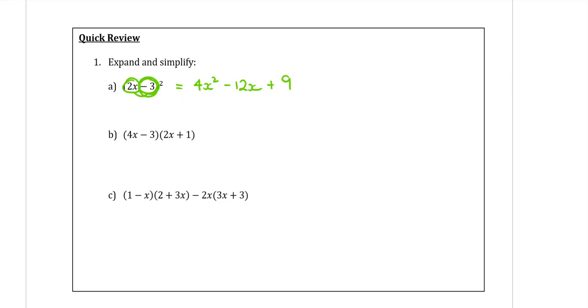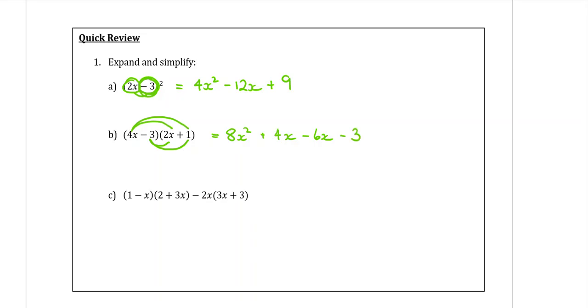In question B, this is a normal FOIL expansion. So we do 4x times 2x, which makes 8x squared. 4x times 1 makes 4x. Then minus 3 times 2x is negative 6x. And negative 3 times 1 is negative 3.